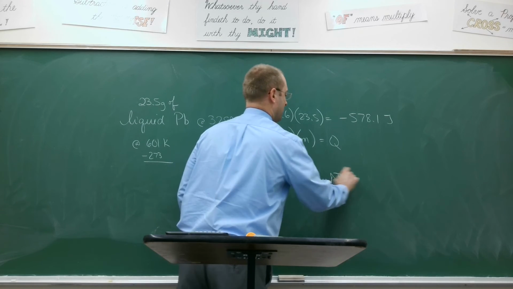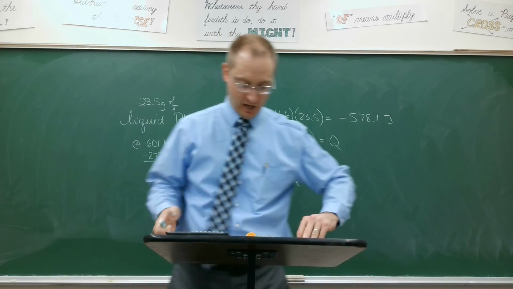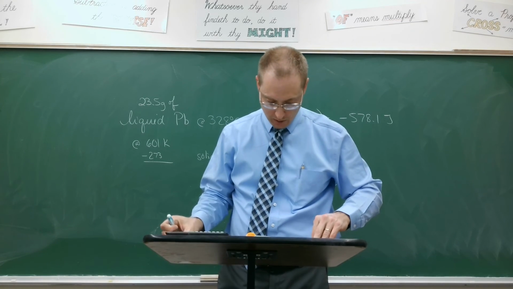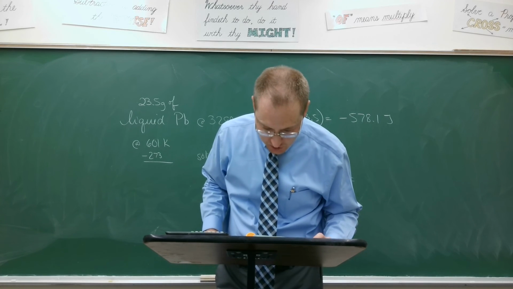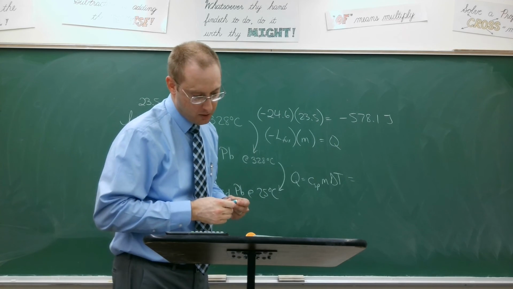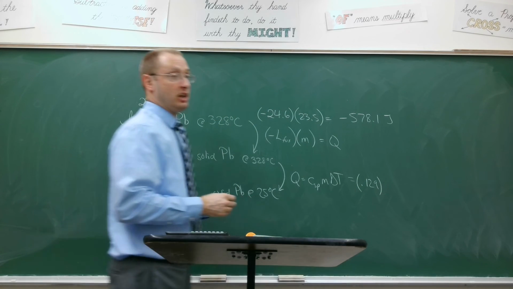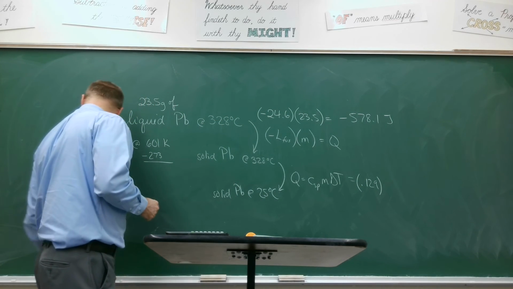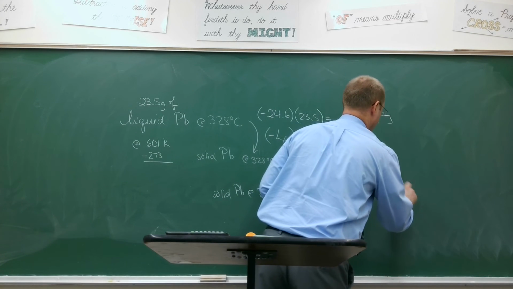Q equals m c delta T. All right, so the specific heat of lead, what page was that on? That was like several pages ago. Specific heat of lead, page 116. Lead's specific heat, 0.129. All right, the mass is still 23.5 grams.